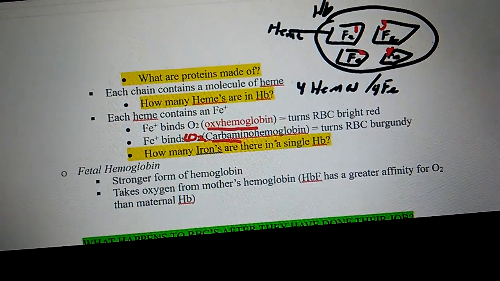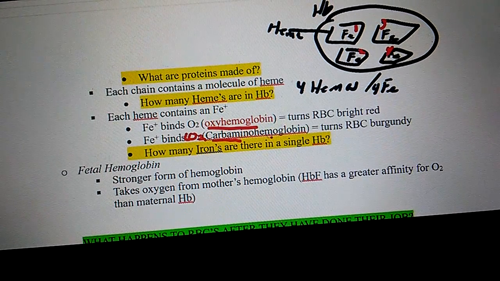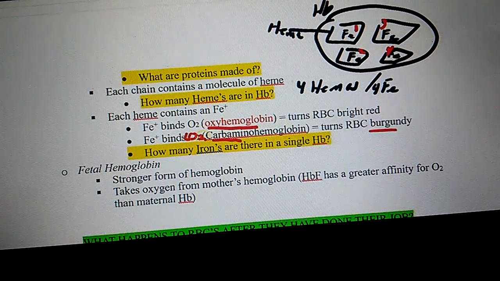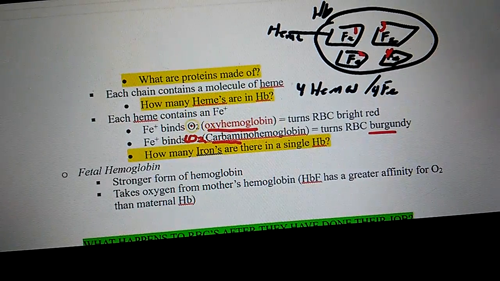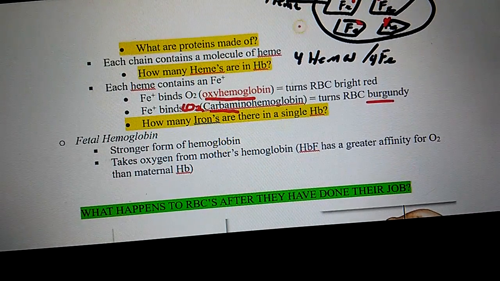Bright red. What is carbaminohemoglobin? Burgundy. Carbaminohemoglobin means what? CO2 binds to what? Iron. Oxyhemoglobin means oxygen binds to what? Iron. How many irons are there in a single hemoglobin?